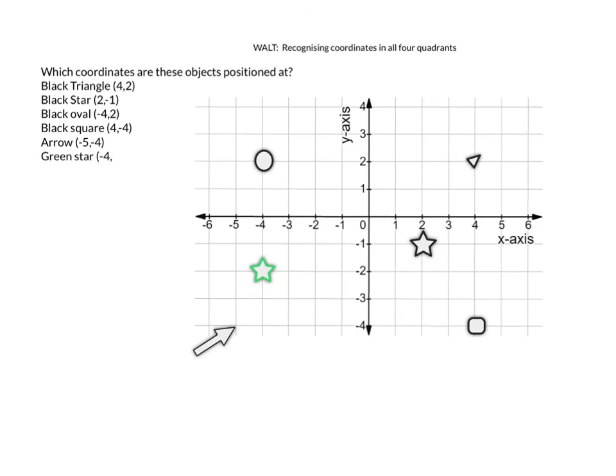And to finish off, that star is at -2. A reminder, always do the x-axis, the across axis first, before you do the y-axis. So always go across the x-axis, and that coordinate is always first. And then on the y-axis, that coordinate is always second. Good luck, team. See how you go.